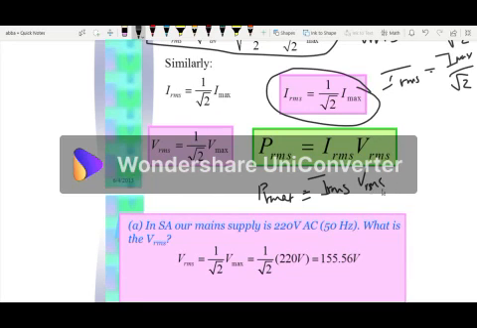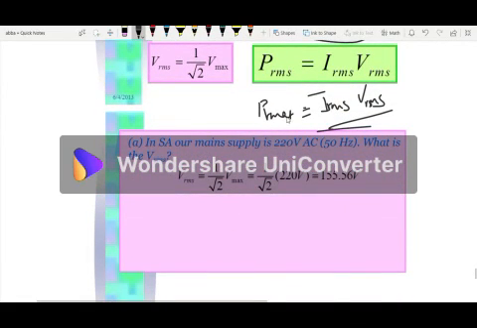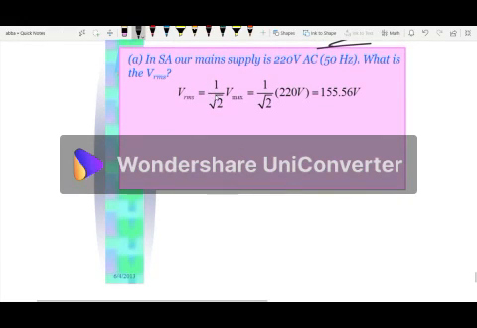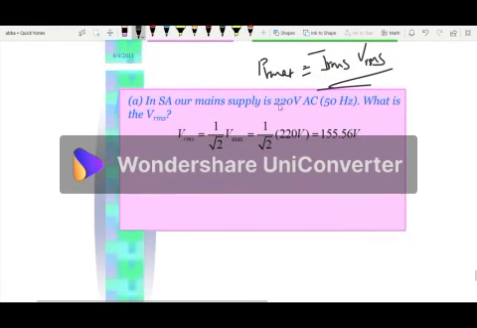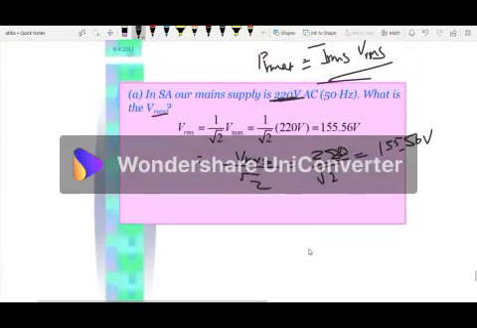These are just your simple electrical equations. They just changed into RMS. So now your VRMS is equal to Vmax over the root of 2. If you are given this voltage here, which is your maximum supply, you can find the RMS of this. So you can say 220 over the root of 2. Then you get this voltage here, 155.56 volts. So that is basically what I wanted us to talk about.